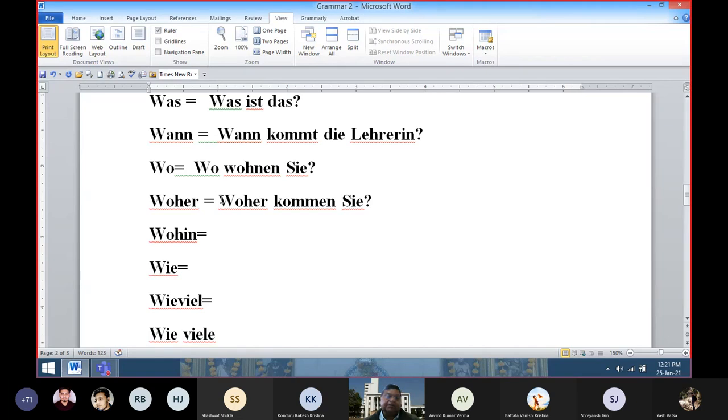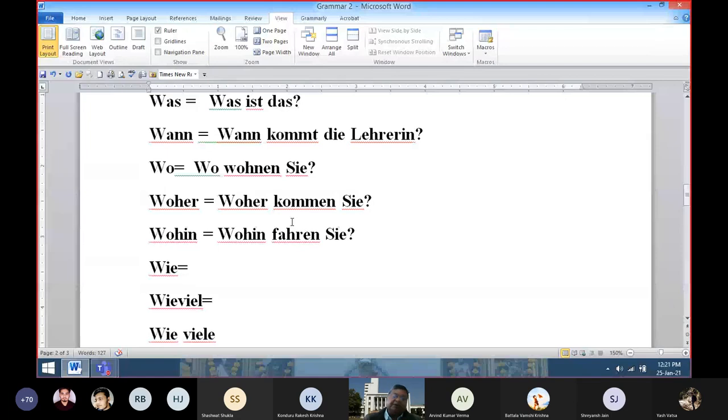In fact, there are three words related to wo. One is wo, meaning simply where. Another word is woher, meaning from where. And the third one is wohin. What is the meaning of wohin? Wohin means where to. Like, wohin fahren Sie? What is the meaning of fahren? To travel, to go. And wohin means where to. So where are you going? Where are you traveling?